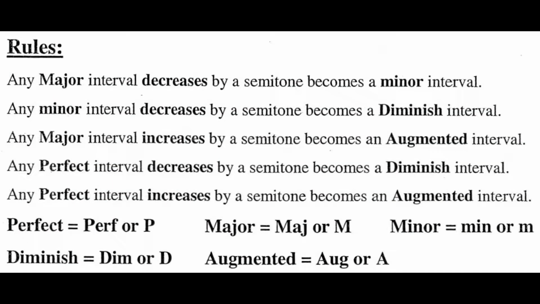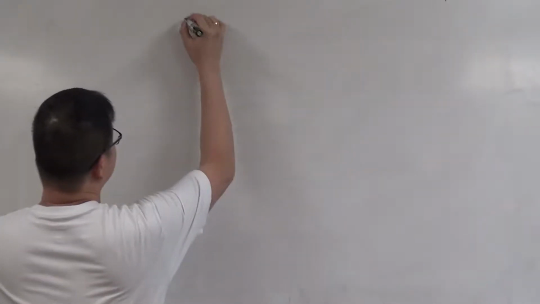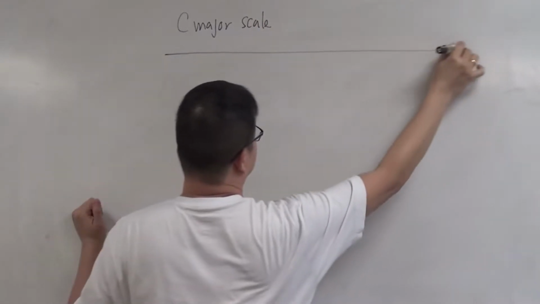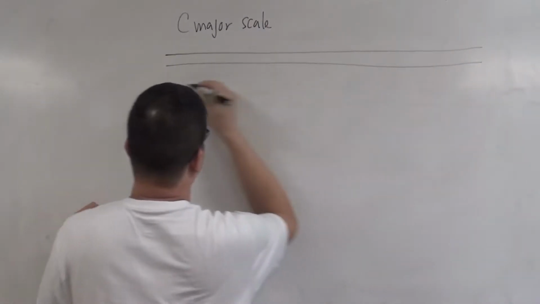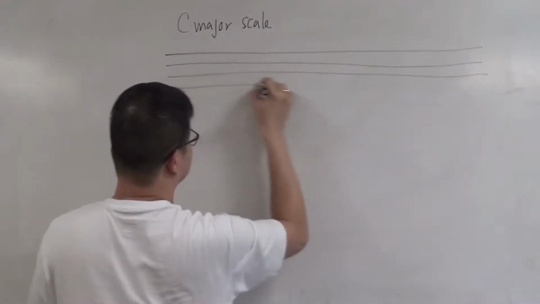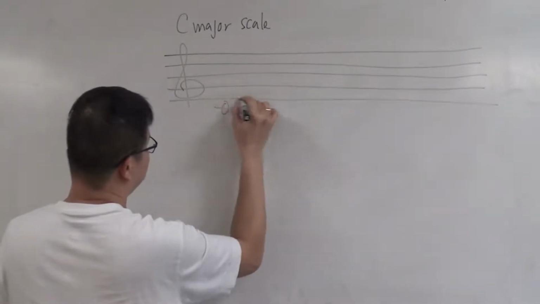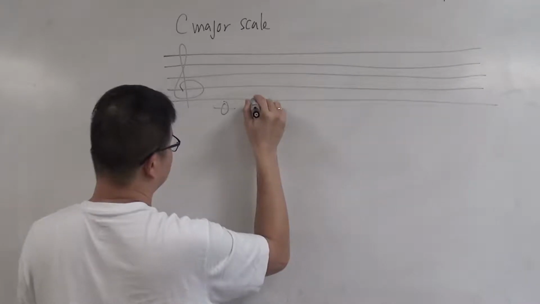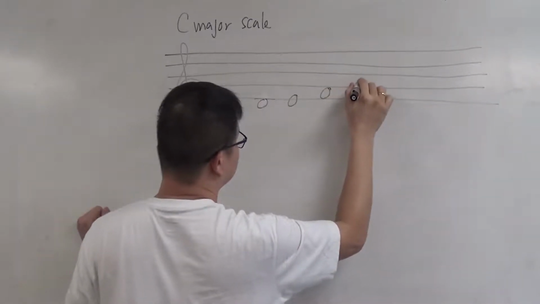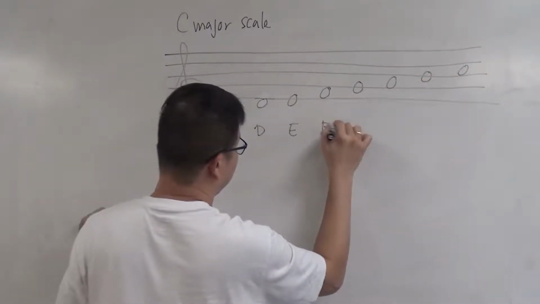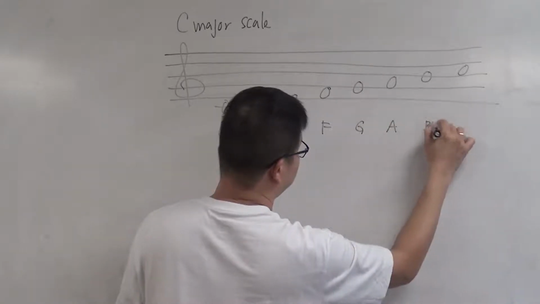Now we're going to see the last rule. The last rule says any perfect interval increased by a semitone becomes an augmented interval. Same thing, I'm going to use the C major scale. I will draw the C major scale. Okay, this is Do, Re, Mi, Fa, Sol, La, Ti, Do, C, D, E, F, G, A, B, C.